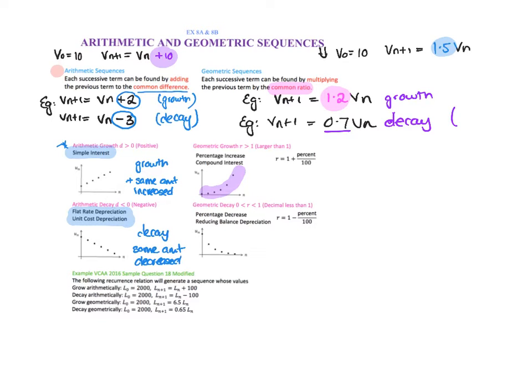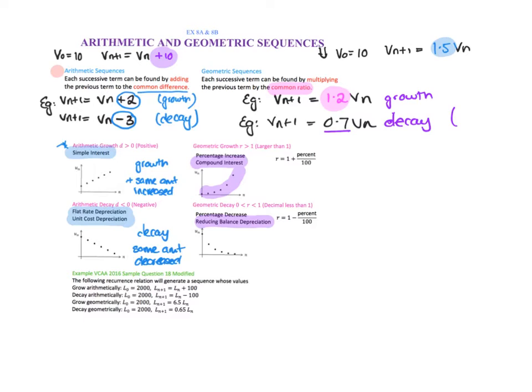Okay, and that's the common ratio. So you can see there's a few examples. An example of growth in geometric is compound interest, and an example of decay is called the reducing balance. We'll go through all of these individually, just so you know.